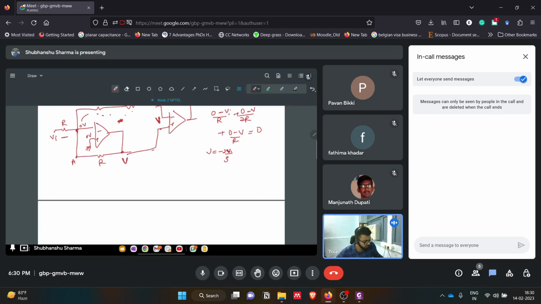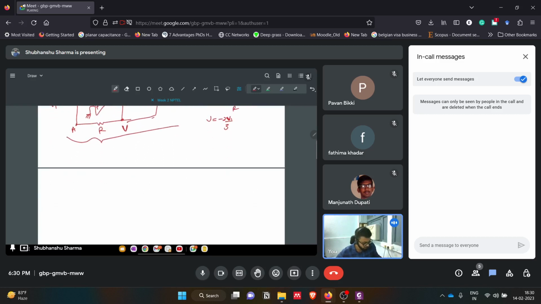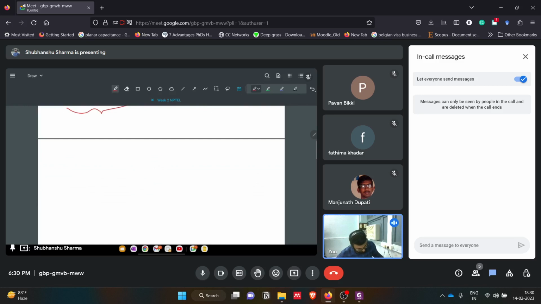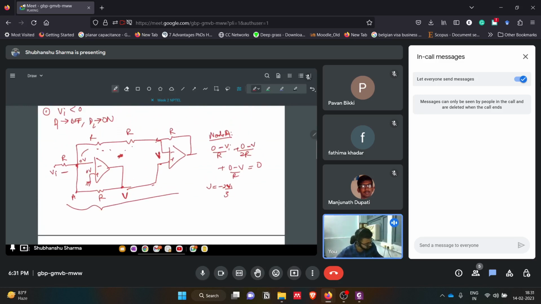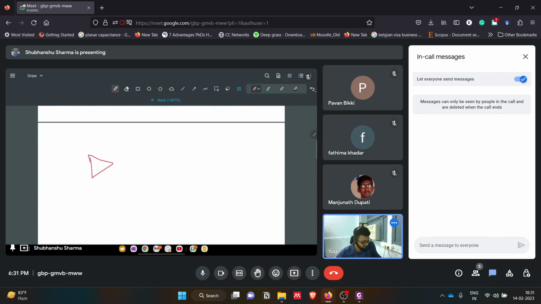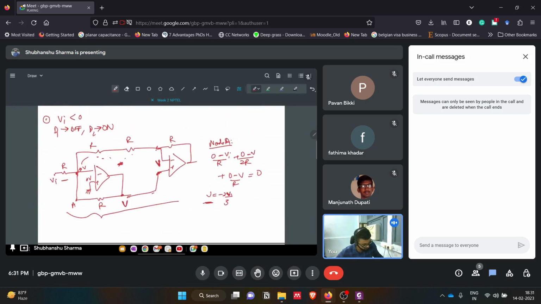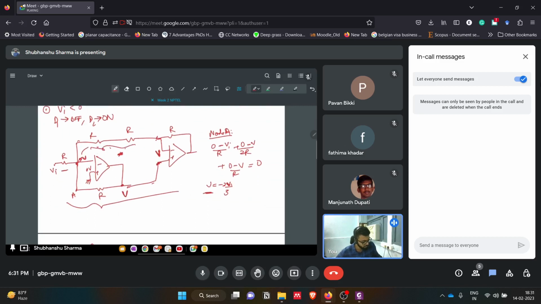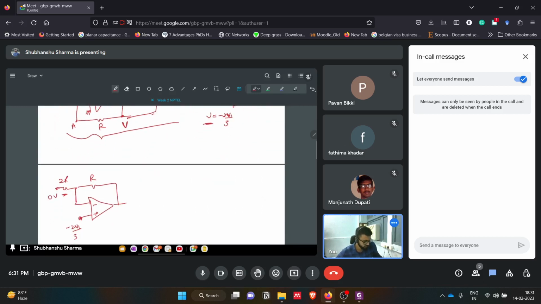So we can make a simplified version of the circuit, like this. V is the input voltage at the non-inverting side of this op amp, so V is minus 2V1 by 3. Here we simply have that R, and here it is 2R, and this is zero voltage. Zero voltage because this is zero voltage here, so that's why this is 2R resistance.